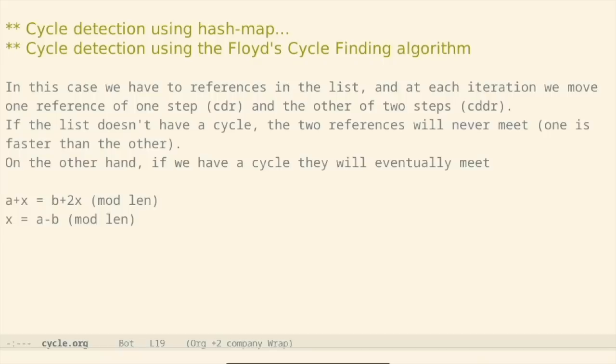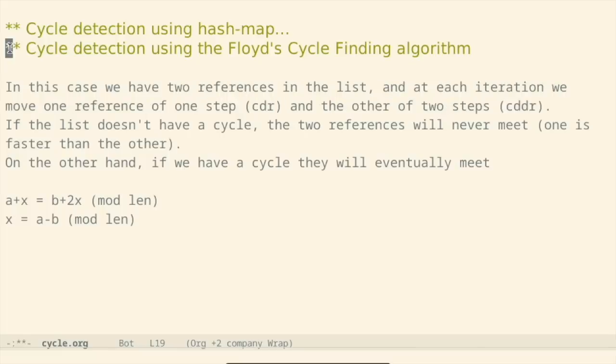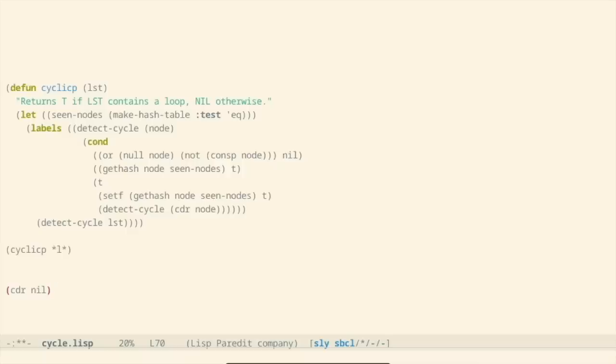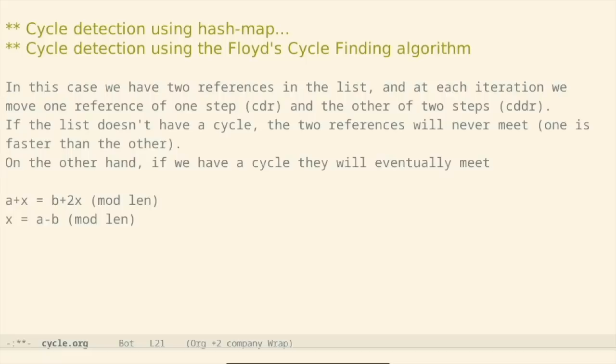The second algorithm tries to improve the fact that we needed a lot of space in the previous one. So in this case, we have two references in the list, and at each iteration, we move one reference of one step, that is using the cdr, and the other of two steps, that is, we get the cdr of the cdr. In this algorithm, we will often use that the cdr of nil is nil. So we have two cases.